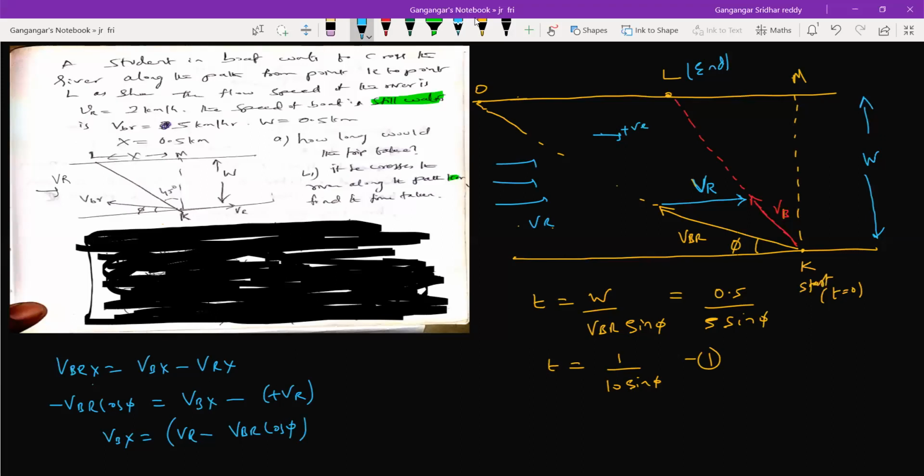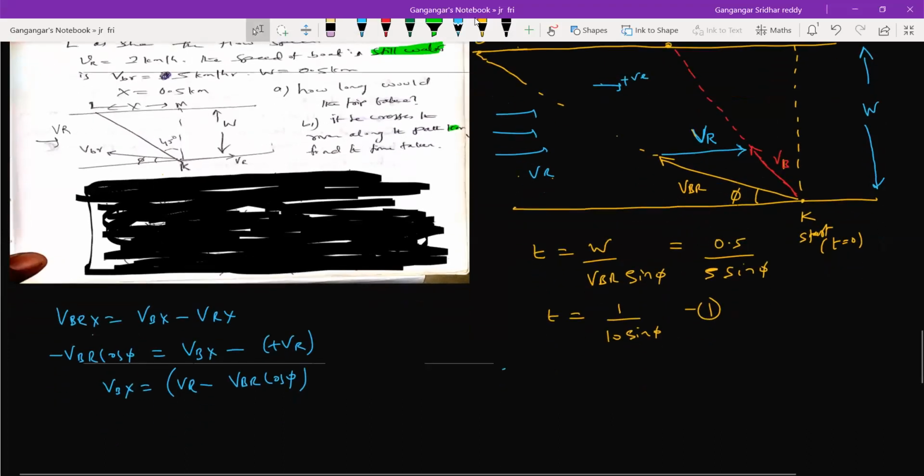Fine. Now we'll determine the drift. The drift depends on VBX, no? So write the formula now. X is equal to VBX into T. So this is VR minus VBR cos phi.